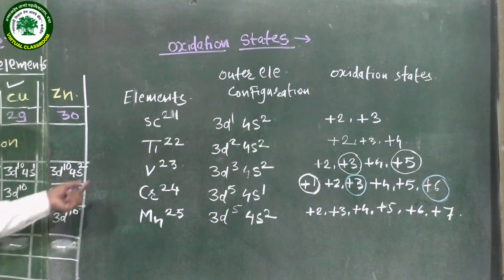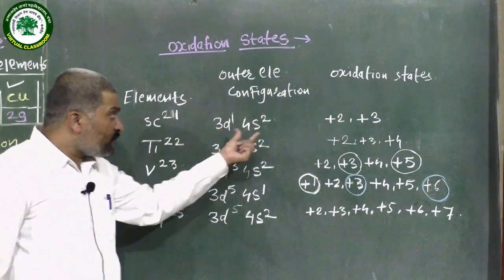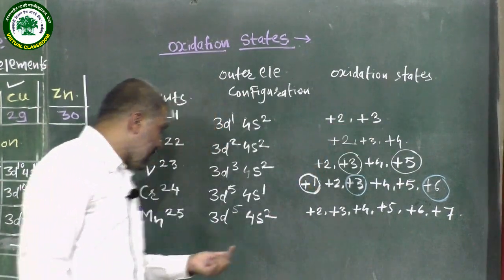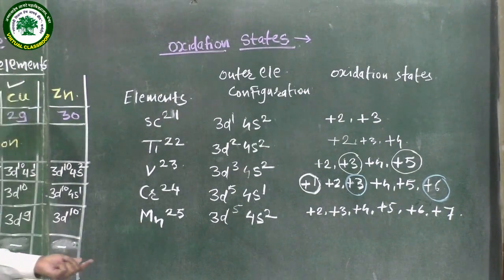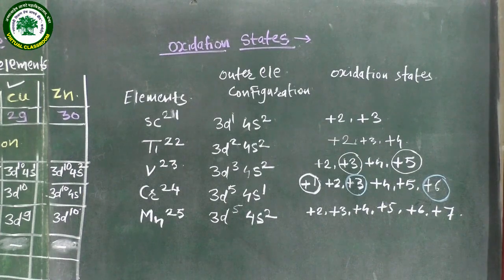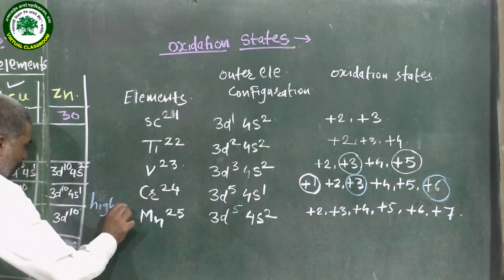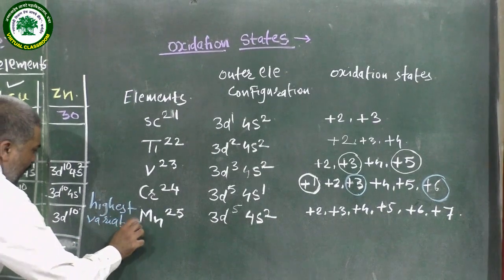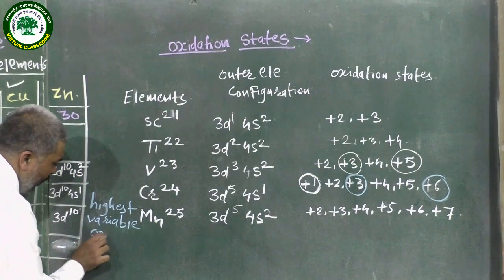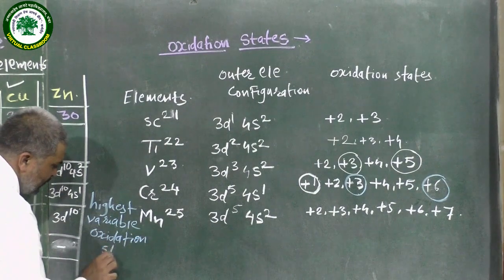In scandium, 1 unpaired electron is there, and because of that it shows two variable oxidation states. Manganese is one of the elements in the transition series or 3d series which shows the highest variable oxidation states.